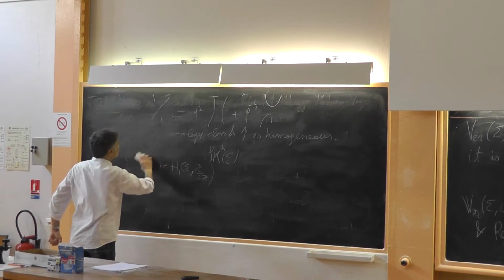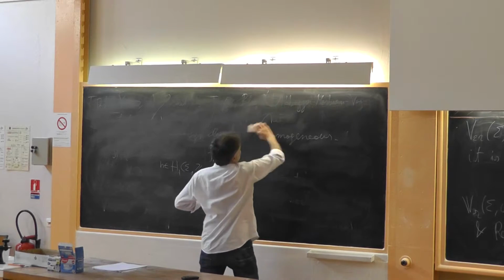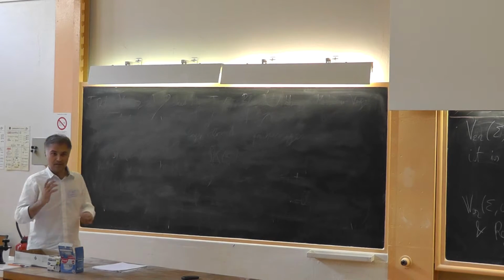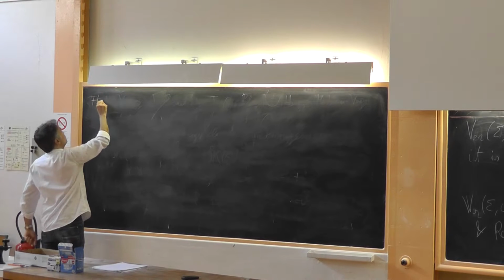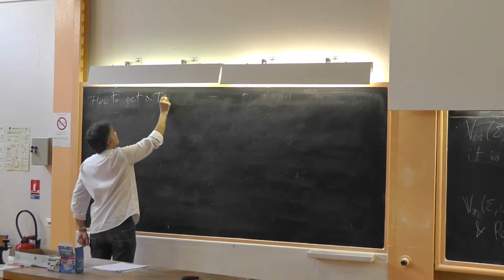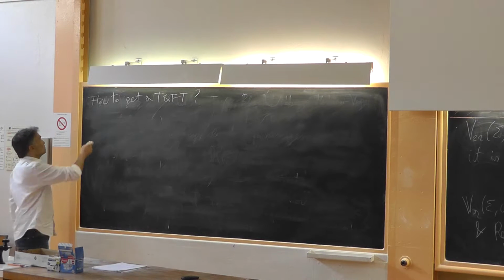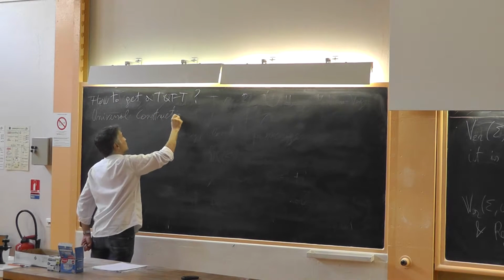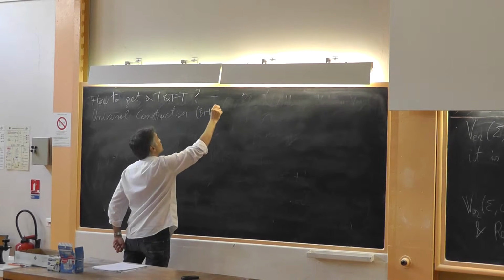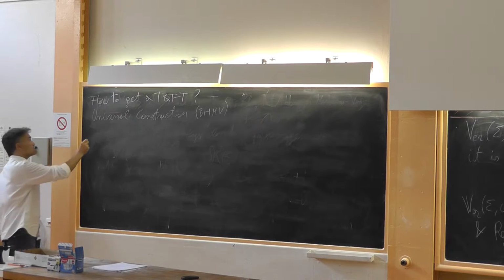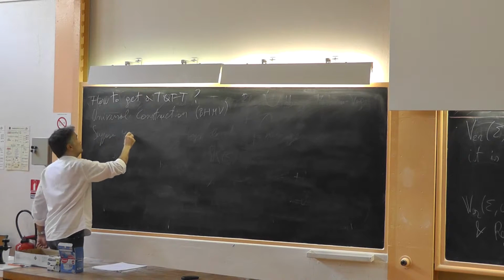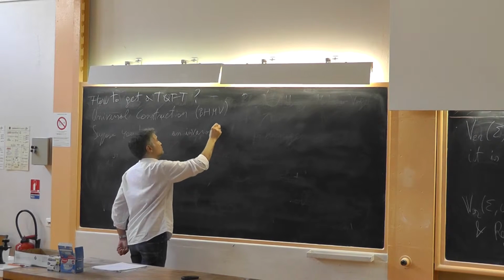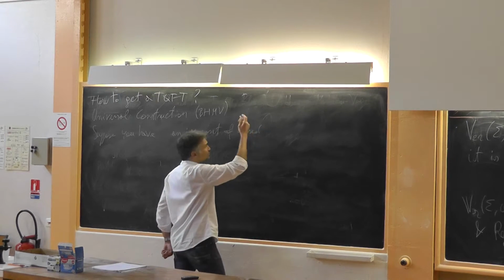Okay, so how do you construct a TQFT? If you fell asleep, you can try and wake up, because now I'm going to go back to just general arguments. So how to construct a TQFT? Well, there is a very nice construction due to Blanchet, Habegger, Masbaum, Vogel, which goes more or less as follows. Suppose you have an invariant of closed oriented three-manifolds.